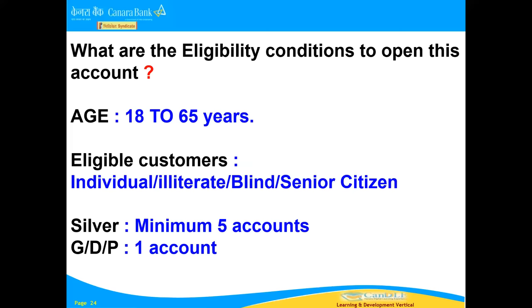One more thing, eligible customers. The bank said in this particular product, individuals are eligible, illiterate, blind, and senior citizens are also eligible. These four options you have to remember. 18 to 65, right? That's why they told.